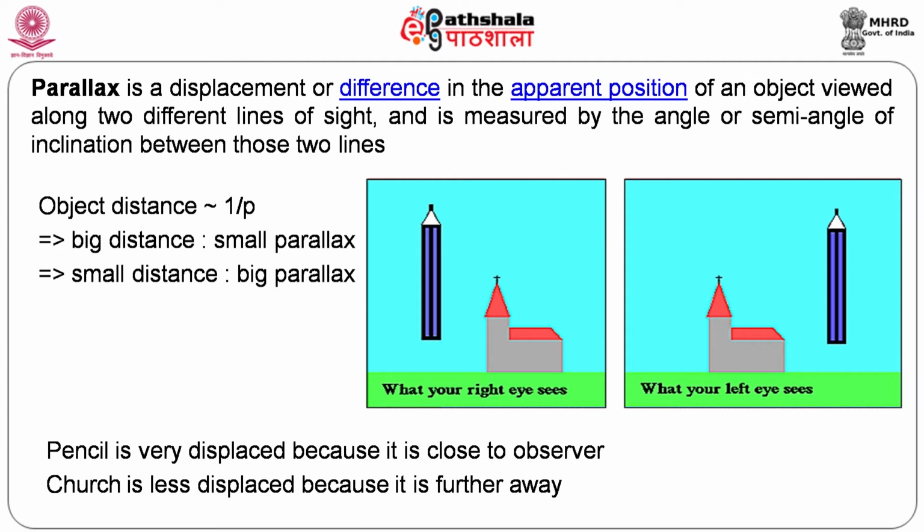Yes, I have been telling you about parallax all the time. So, what exactly is parallax? It is nothing but the displacement or difference in the apparent position of an object when you are viewing this object from different directions, that is, different lines of sight.